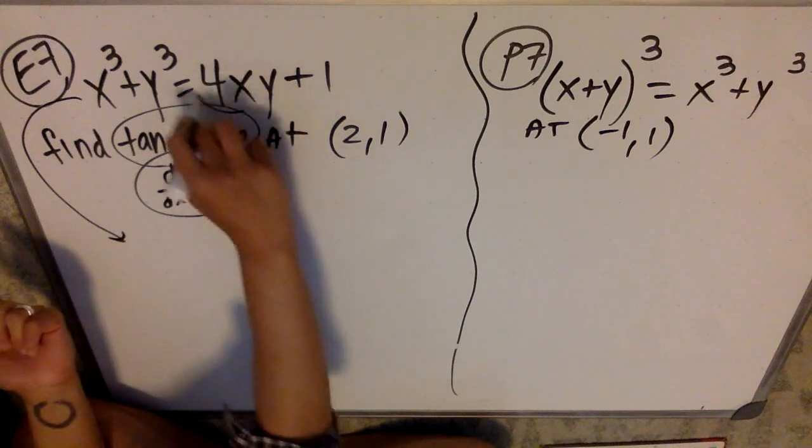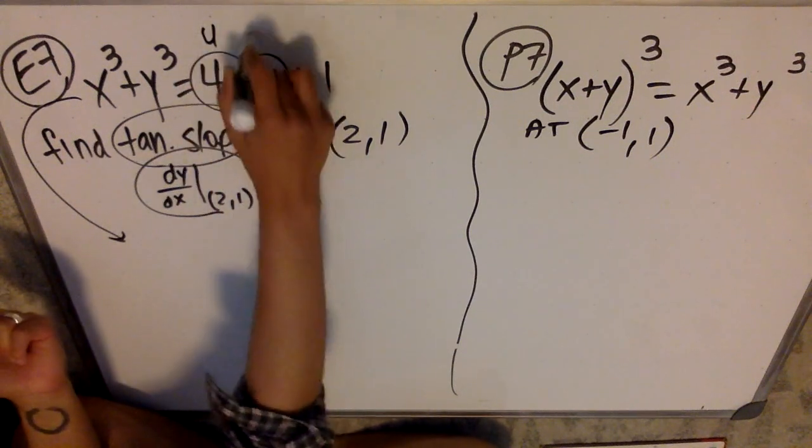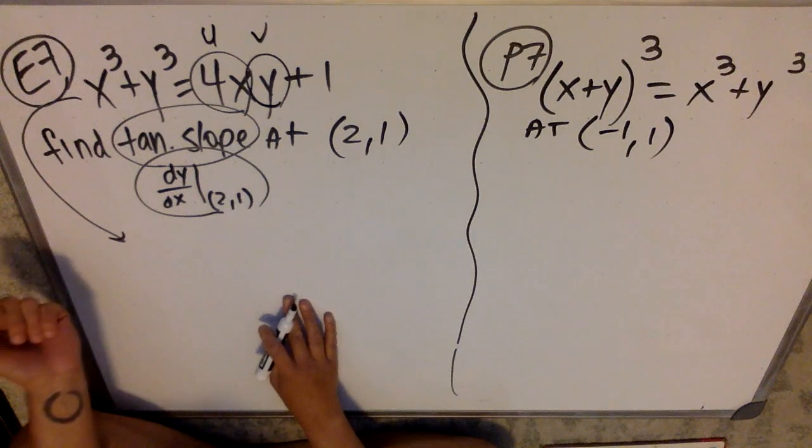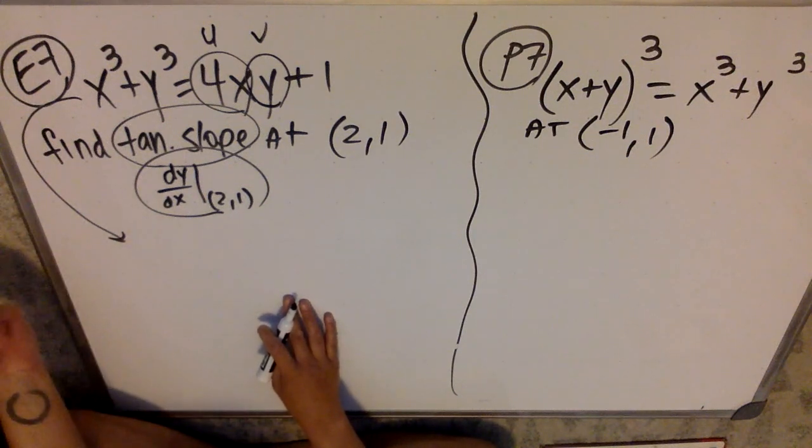I want you to spot that this guy over here is definitely a product. Now I'm going to put the 4 with the x. It doesn't actually matter who you put the 4 with, but he needs to stay with one of the two of them.